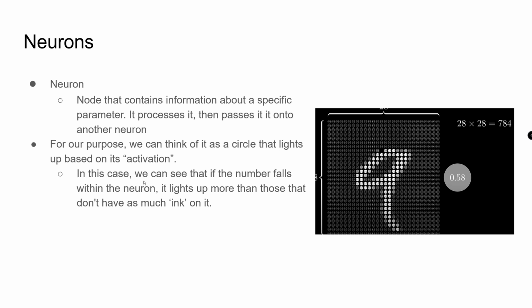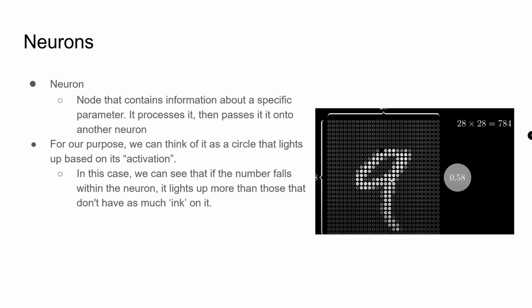In this case, we can see that if a number falls within a neuron, it lights up more than those that don't have as much ink on it. And I'm saying ink because I'm imagining that somebody is writing on a piece of paper and then passing it on to this neural network. Now in this picture you can see that somebody has drawn a 9.